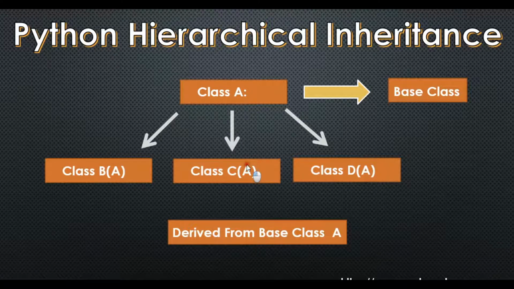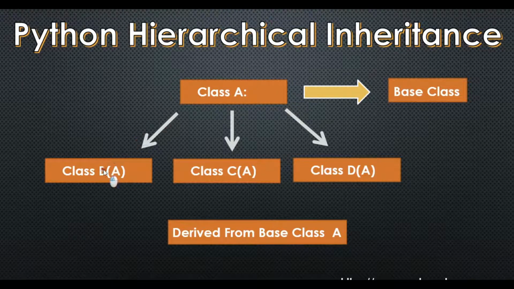In this video we're going to talk about hierarchical inheritance in Python. So now in Python object-oriented programming, when more than one derived class is created from a single base class, that's called hierarchical inheritance. So if you see in here, we have class A. So this is our base class, and we have just one base class in here.